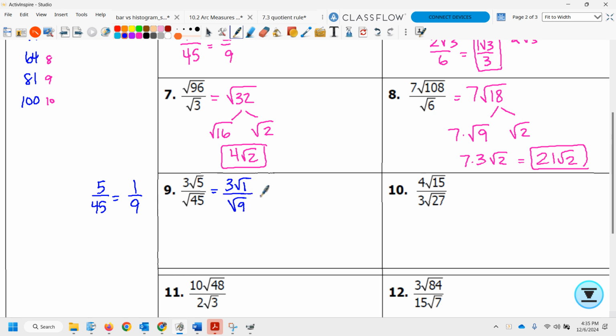Well, the square root of 1 is 1, so I have 3 times 1 on the top, and the square root of 9 is 3. Well, 3 times 1 is 3. 3 over 3 is 1. What? That's weird. How did this become that? It's math, man. It's magic.